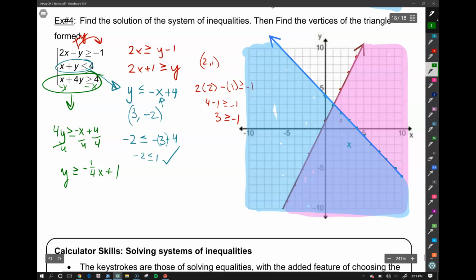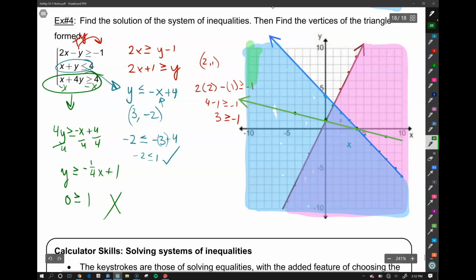So I draw a point at 1, slope of -4, so down 1 over 4, down 1 over 4. And it's going to be solid. And I decide which half to shade. I'm just going to pick 0, 0, because it's pretty simple to plug in. Is 0 greater than or equal to 1? No. So I know I'm going to shade above.